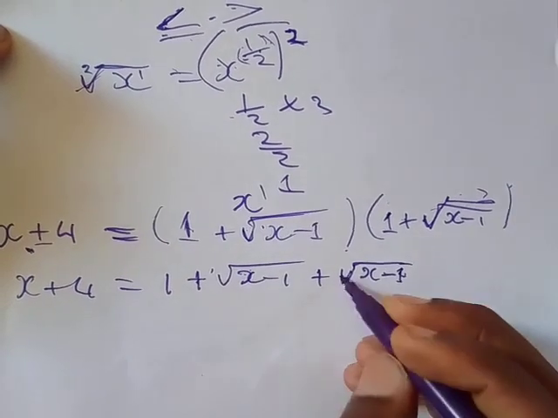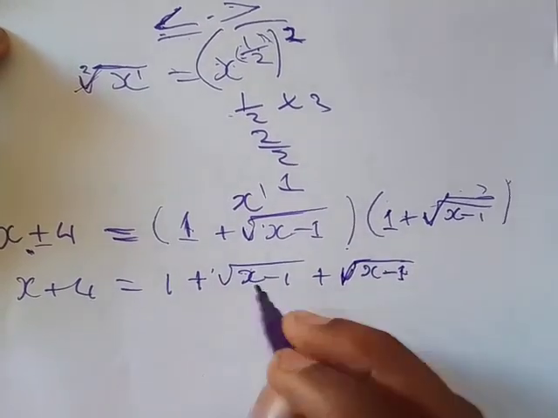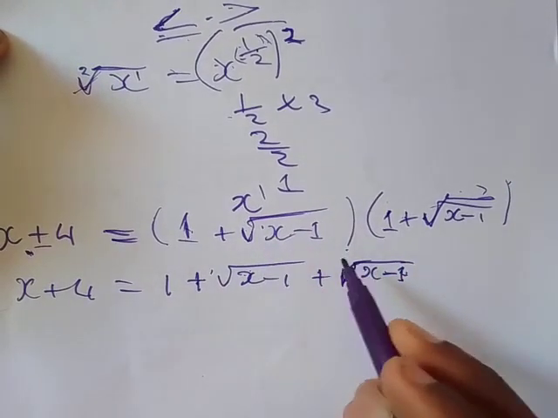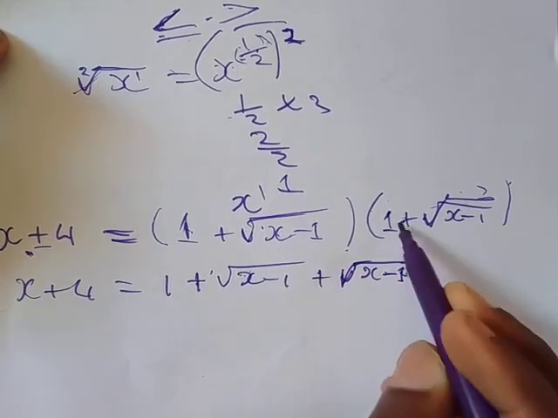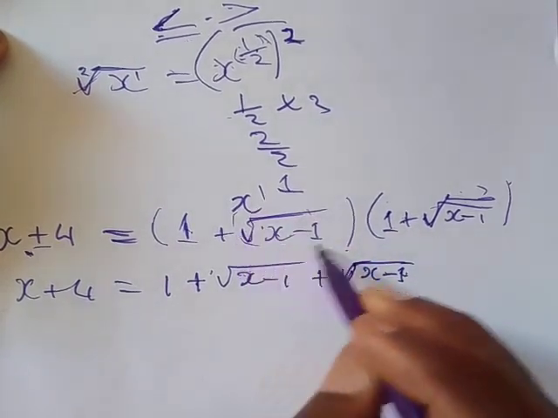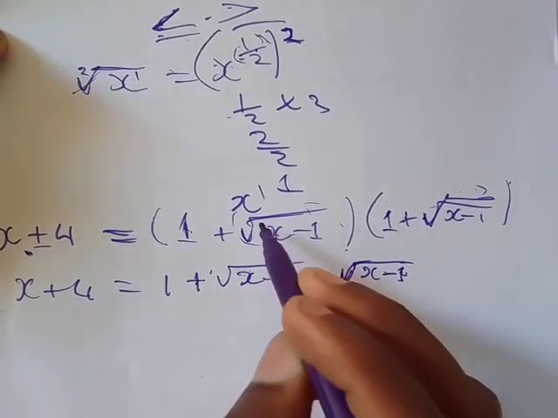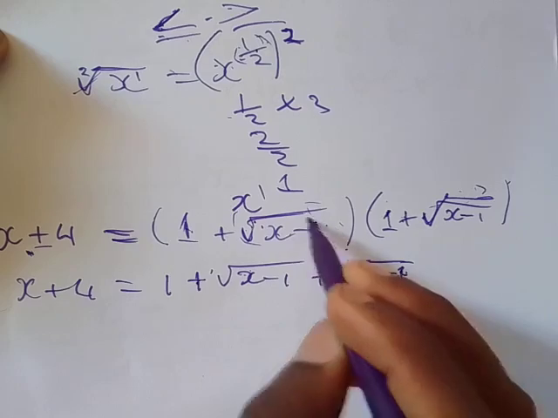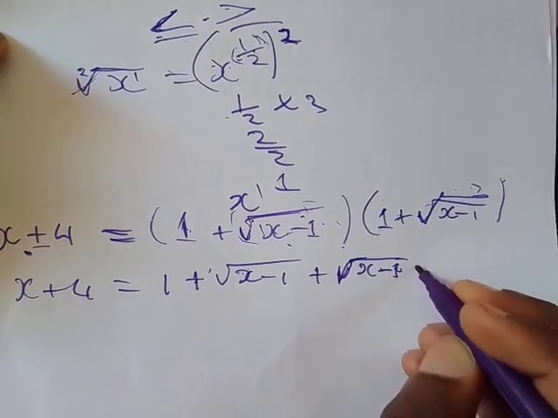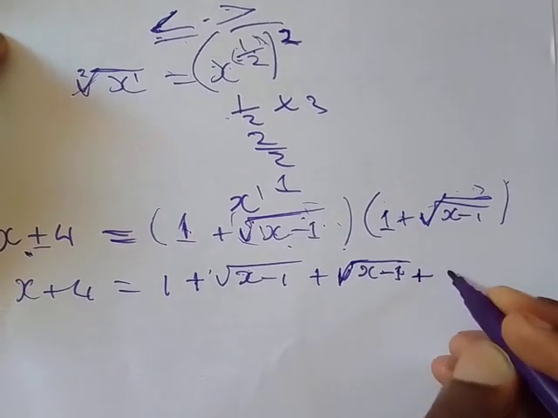And then now here, what you're going to do is multiply this part with this part. Remember, square root times square root, they cancel, and you get what is under the root. So here you're simply going to get plus x minus 1.